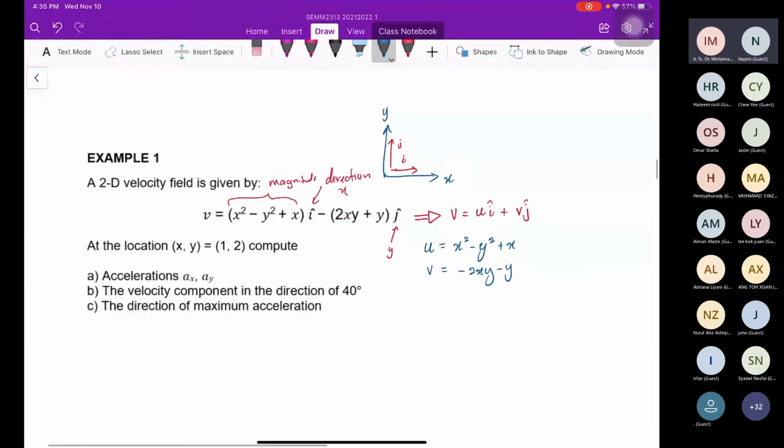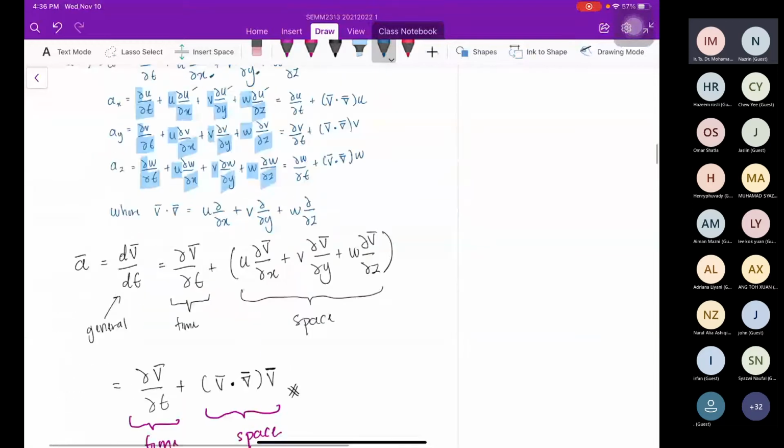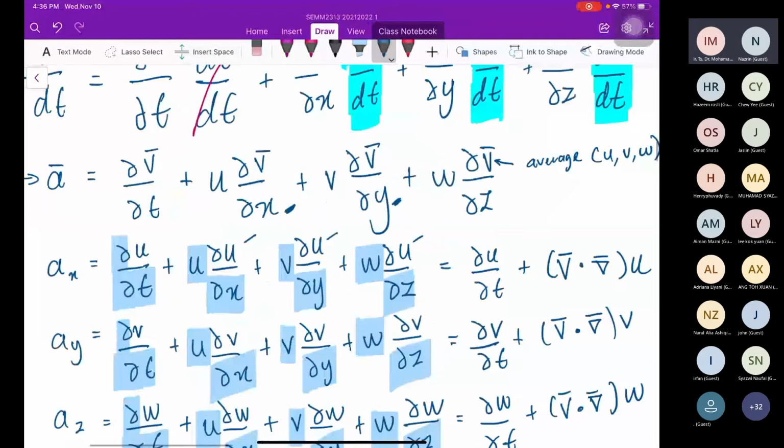So the question asks, find the acceleration in x and y direction. Compute at the location 1 and 2. So what should I do? Go back to your equation for acceleration. Where is the acceleration in x direction? This one, alright.